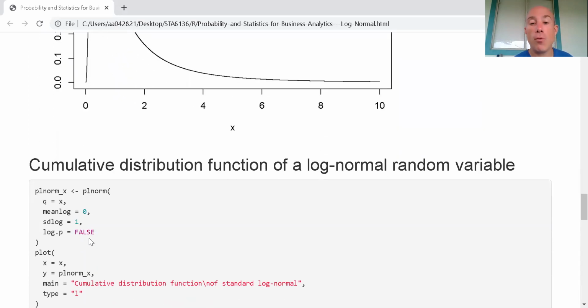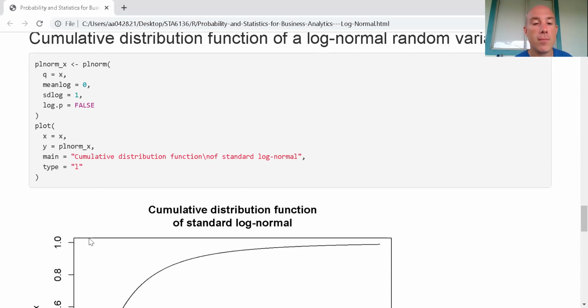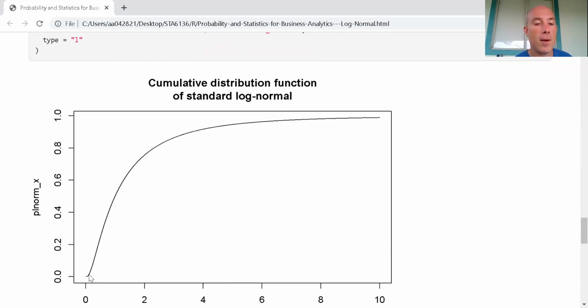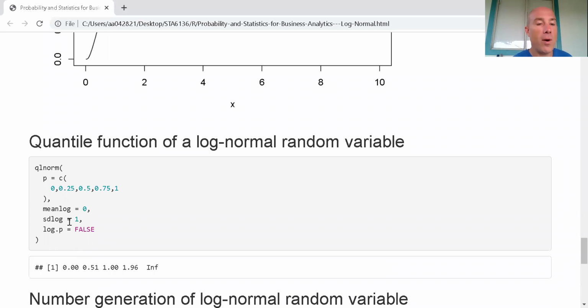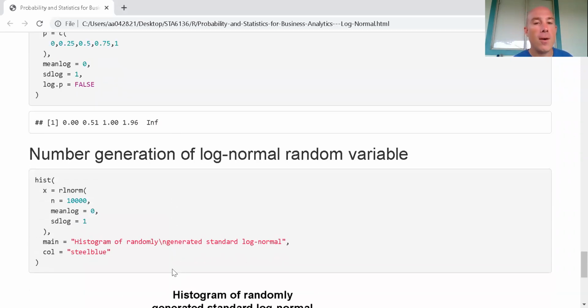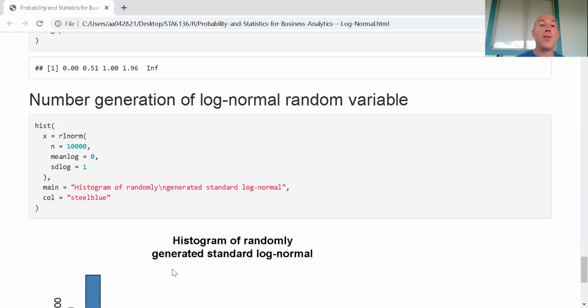Let's look at the cumulative distribution function. Got a little bit of a bump, and then it goes pretty steep and then flattens out. This little bump is kind of interesting. That bump is from the skewness. Quantiles work exactly the same way as the other q distribution functions. And then here, let's look at the random number generation.